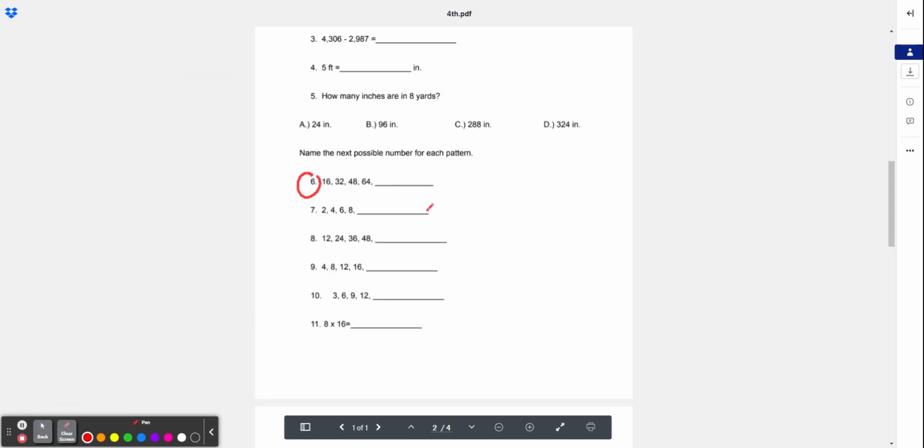Now let's try 6. Name the next possible number for each pattern. So from 16 to 32, we added 16. And from 32 to 48, we added 16. And from 48 to 64, we added 16 once again. So the pattern is adding 16. In order to find the next number, we're going to add 16 to 64. And 64 plus 16 is 80. So that's our answer.